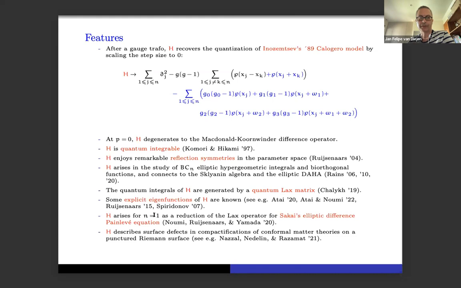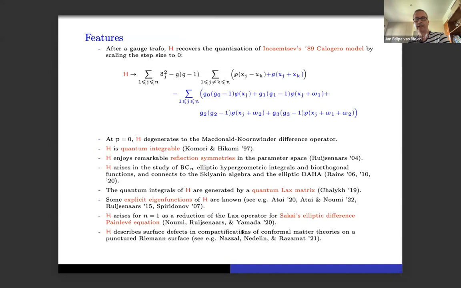Other nice things is that for n equal to 1, this difference operator, which is like a kind of difference Heun operator, arises as a reduction of the Lax operator for Sakai's elliptic Painlevé equation. This has to do with the famous Calogero-Painlevé correspondence, which relates the Painlevé to Calogero type systems. In the classical case, the Painlevé 6 would correspond, from that point of view, to the Inozemtsev one particle system, with the four b functions. There is a generalization of this correspondence in a very precise sense in this paper by Noumi, Ruijsenaars, and Yamada. And so for n equal to 1, you get the eight coupling parameter difference operator as a reduction of the Lax equation for the elliptic Painlevé equation.